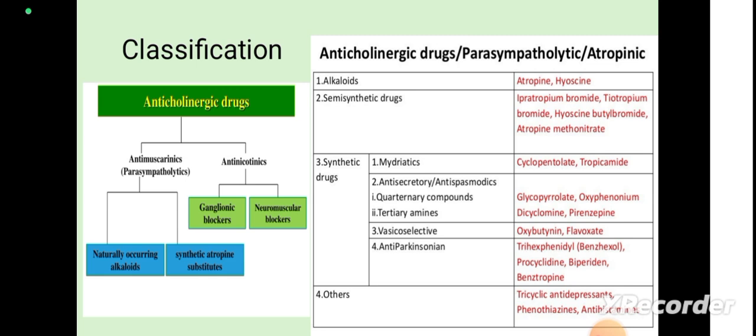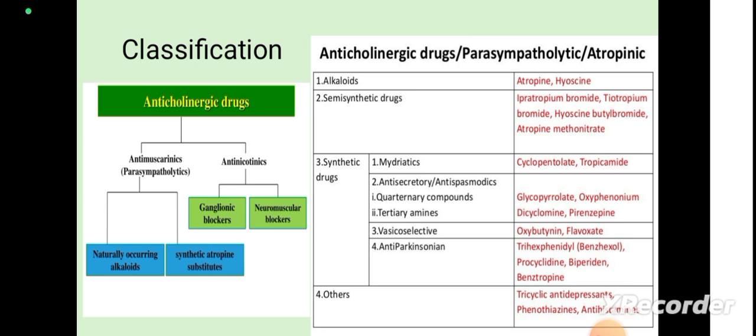Glycopyrrolate, oxyphenonium, these are quaternary compounds. Dicyclomine and pirenzepine, these are tertiary amines. Vesicoselective, that is oxybutynin and flavoxate. Anti-Parkinsonian: trihexyphenidyl, that is benzhexol, procyclidine, biperiden, benztropine. Others: tricyclic antidepressants, that is TCA, we call it in short, and phenothiazines and antihistamines.